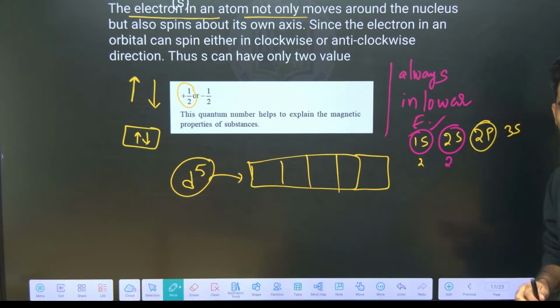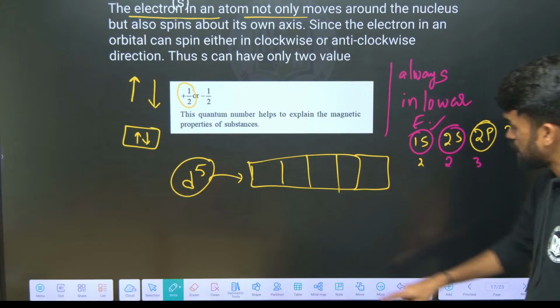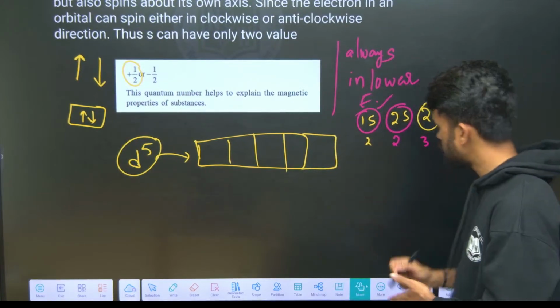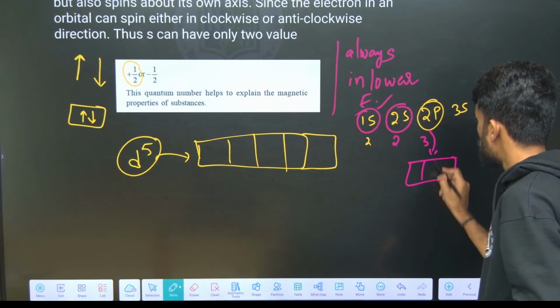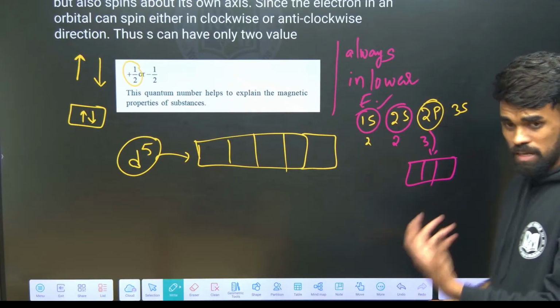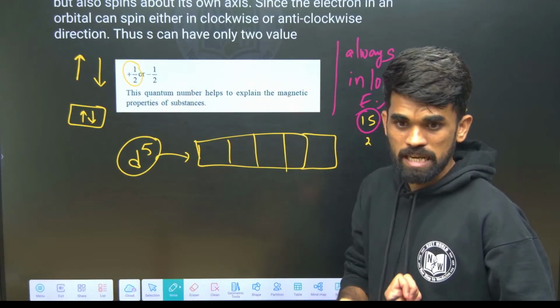Next, for 2p, there are 3 orbitals. Whenever we have 1 orbital, no issues. But here we have 3 p orbitals. So now you need to fill the electrons by following what? The Aufbau principle is over now. Hund's rule and Pauli's exclusion principle.